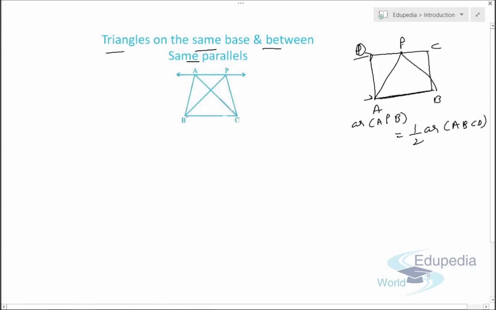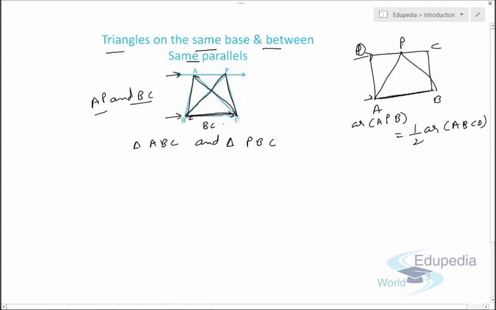Same way, when we have two triangles, let's say we have a triangle ABC over here, and we have another triangle PBC over here, you can see that both the triangles have the same base BC. Triangle ABC and triangle PBC share the same base BC and they are between the same parallel lines AP and BC. So when two triangles have the same base and are between the same parallel lines, they have the same area. So we can say that area of triangle ABC equals area of triangle PBC. This is how we can use the triangles when they have the same base and are between the same parallel lines.